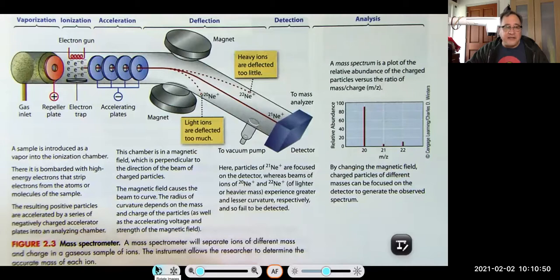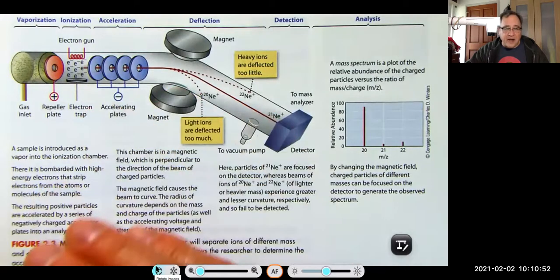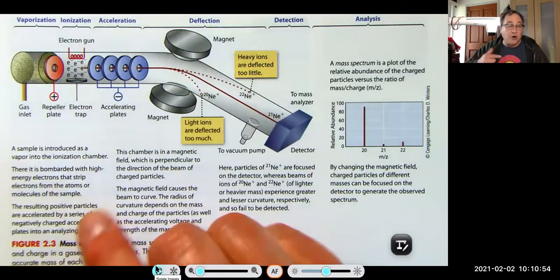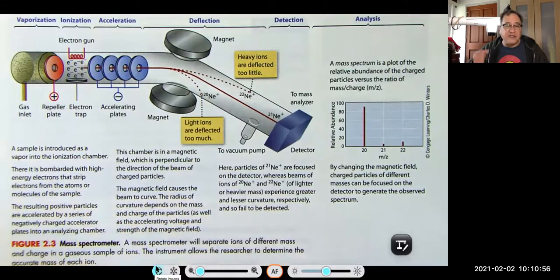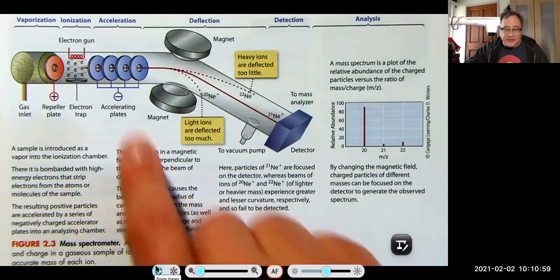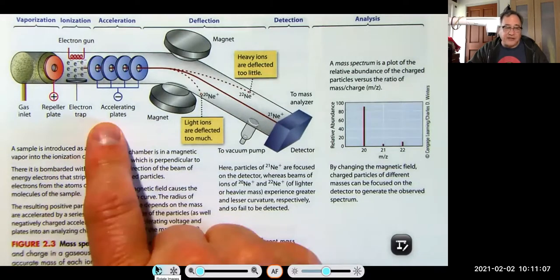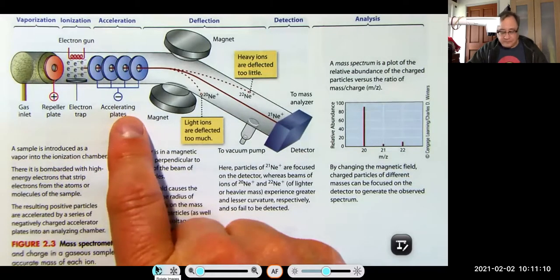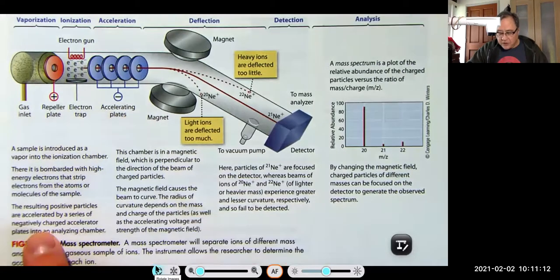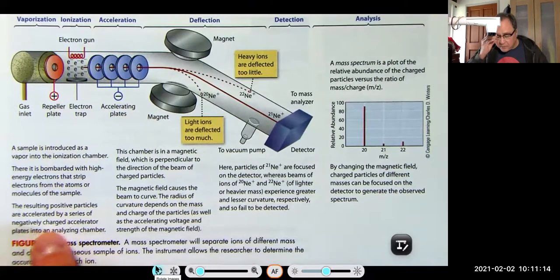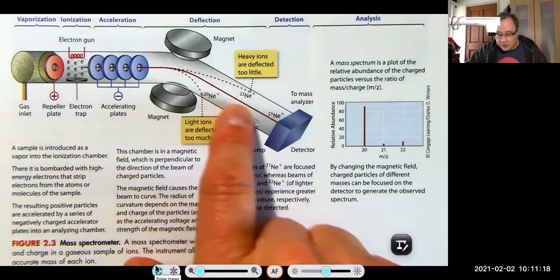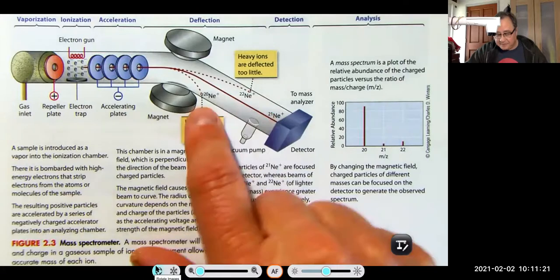And all of these ions in the mass spectrometer are only a +1 charge. So the real difference in their velocity is going to be due to their mass. And usually the smaller masses go faster, the bigger masses go slower. So if you take a look here, you can see that we have these 3 lines. They're using neon as an example.